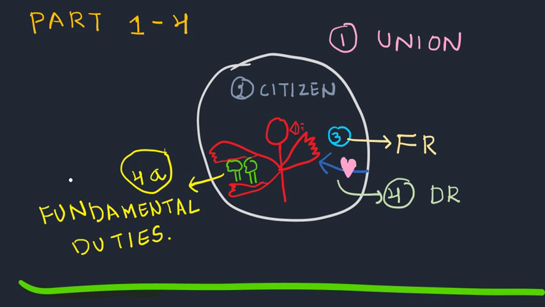So to revise again, there is a union, which is part 1. Inside union, you'll find a citizen, which is part 2. And the country has given us the fundamental rights and directive principles, which are part 3 and part 4. So in return, we are performing our duties, which is part 4A itself. It's not part 5. Just remember that.